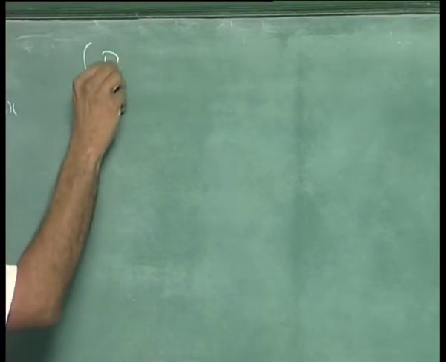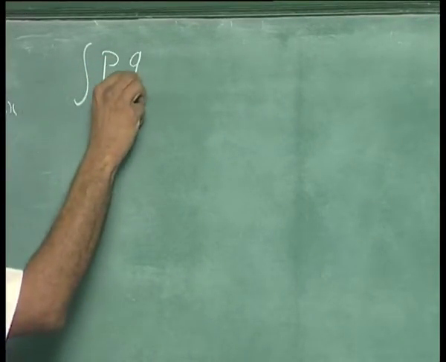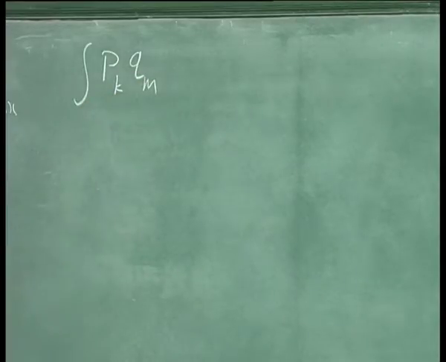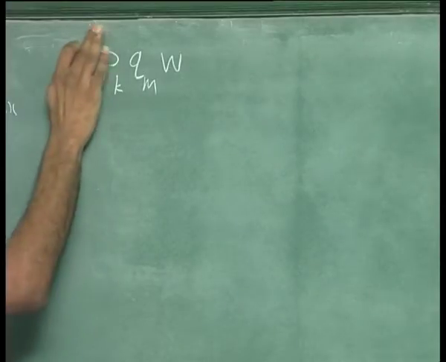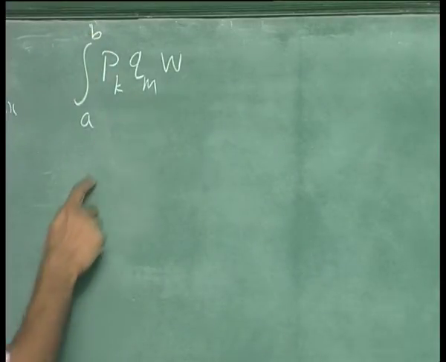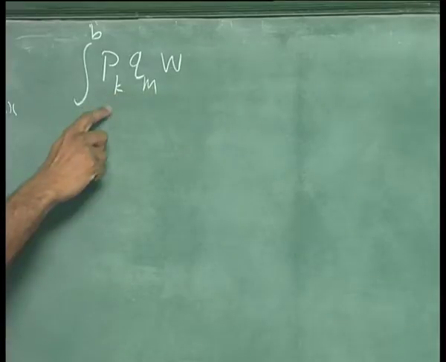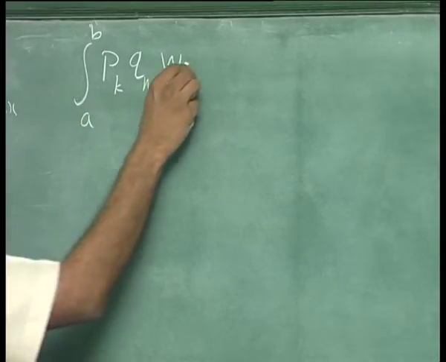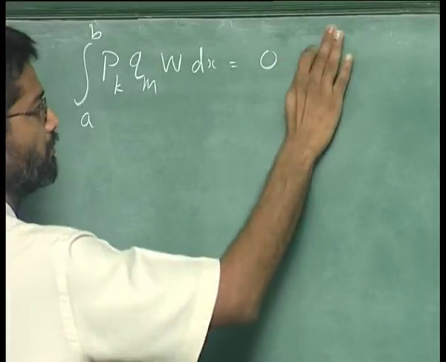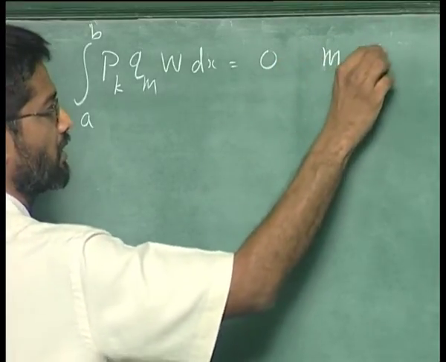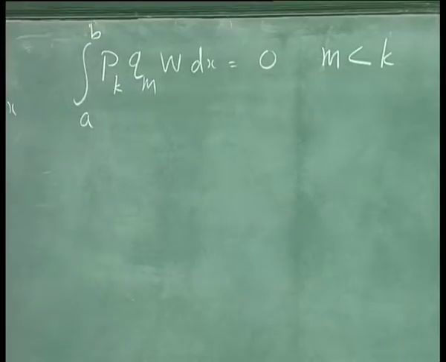So, which says that we can write a polynomial pk and qm, and then we can always write this depending upon the limits and the weights. We have to choose the polynomial such that it satisfies the limits and the weights, the integral of pk qm w dx equal to 0 for all m less than k. That is the property which we are going to use.